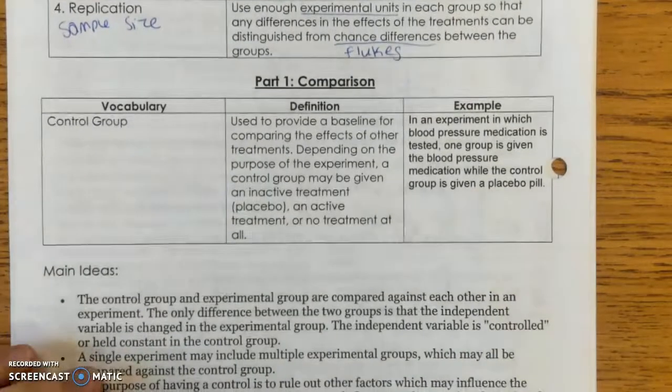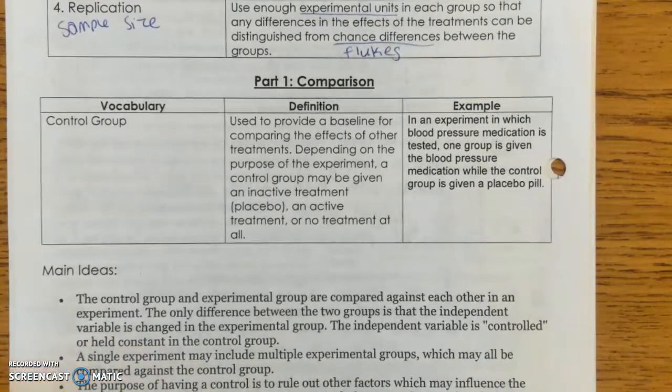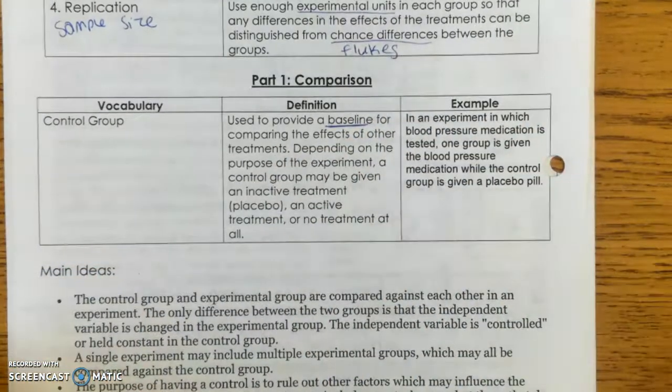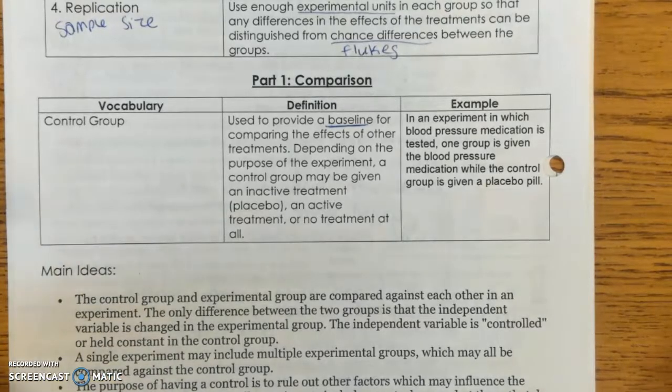Great. So we're going to talk about comparison first. With comparison, you need a control group, right? Because control groups provide baseline data for comparing the effects of the treatment. I can't figure out if the treatment works unless I have something to compare it to. So depending on the purpose of the experiment, the control group may be given an inactive treatment, which would be a placebo, an active treatment that currently is on the market, or no treatment at all.